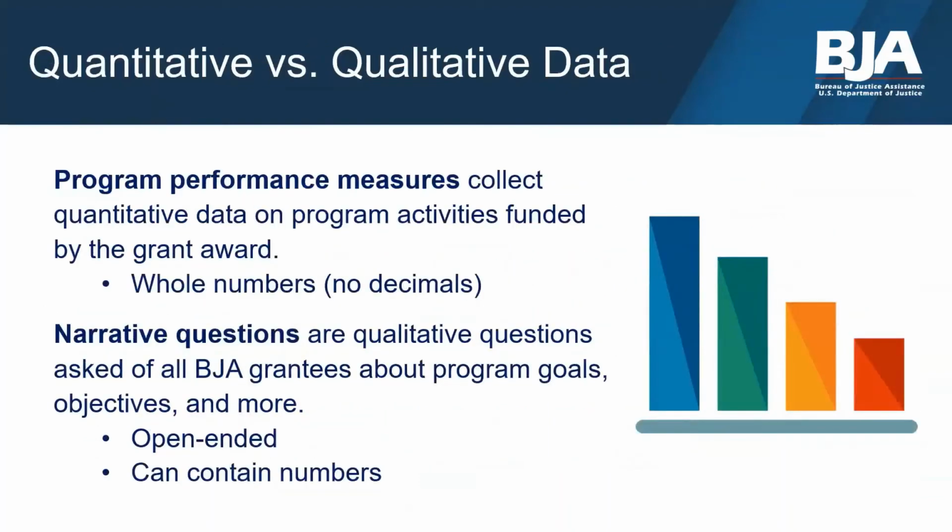Performance measurement questions are made up of two main categories. The first is the quantitative program performance measures. This is where you enter the numeric data you collected over the course of the reporting period. For example, how much was spent on enforcement equipment during this reporting period. The second section includes the qualitative narrative questions. These questions are open-ended and do not require a numeric response.